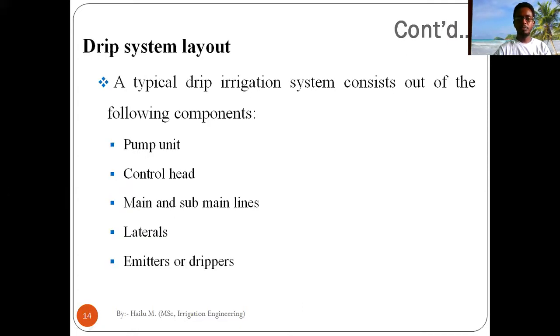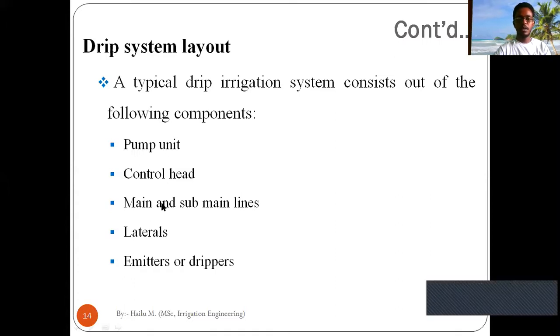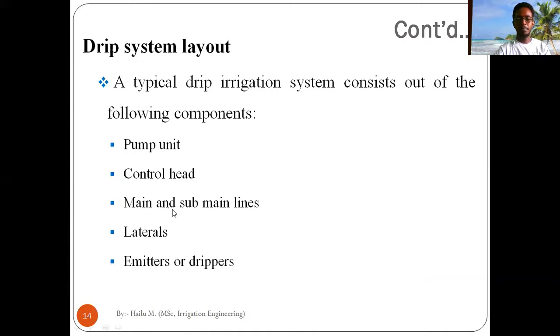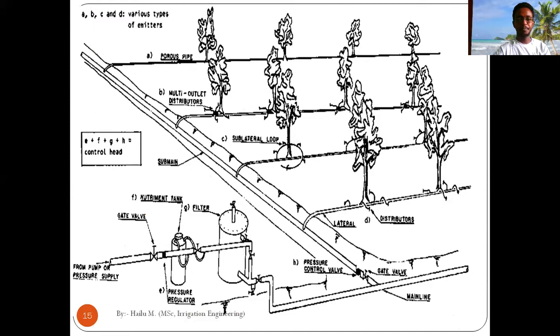Okay, in the drip system layout, typically, a drip irrigation system consists of the following components, similar to those of sprinkler irrigation. The first one is the pump unit, then the second one is the control heads. The third components are main and sub-main lines, laterals, and emitters or drippers. So from this figure, you can identify all the components.